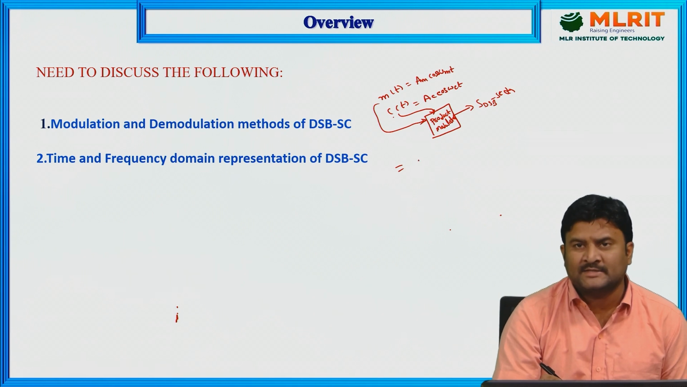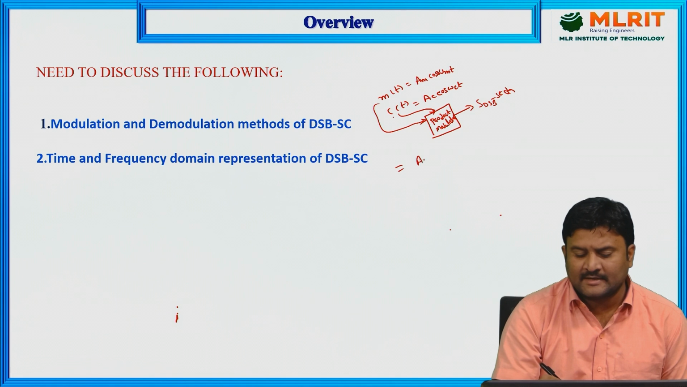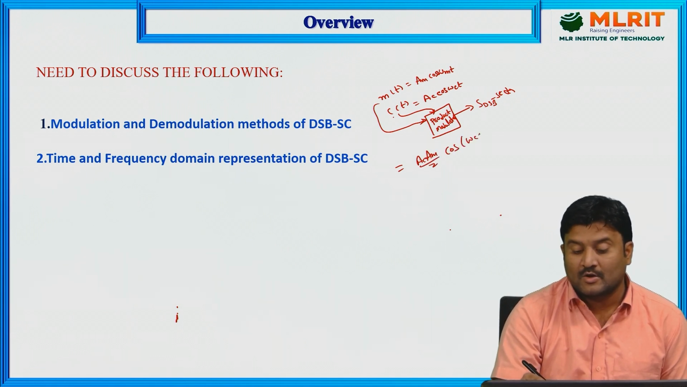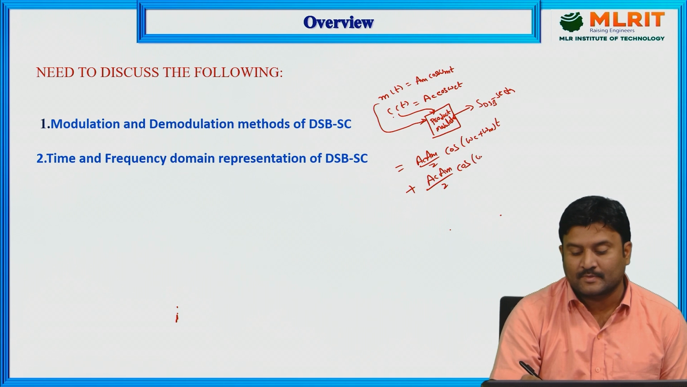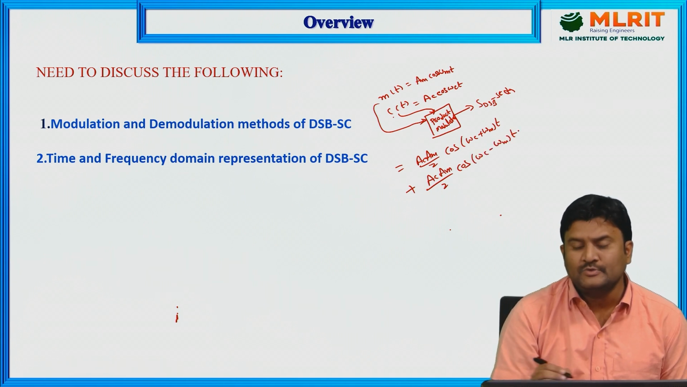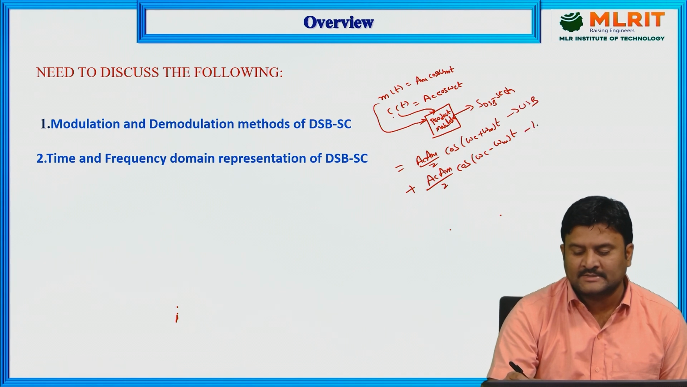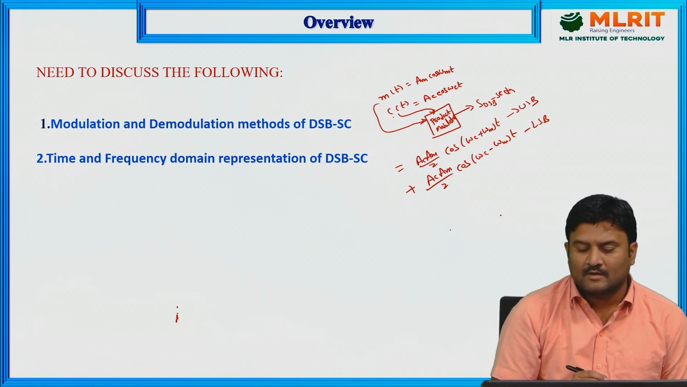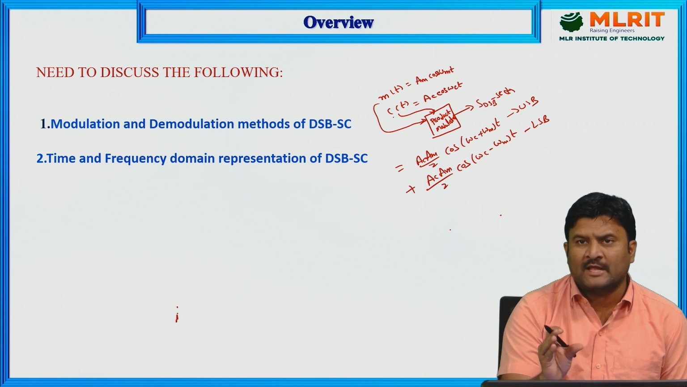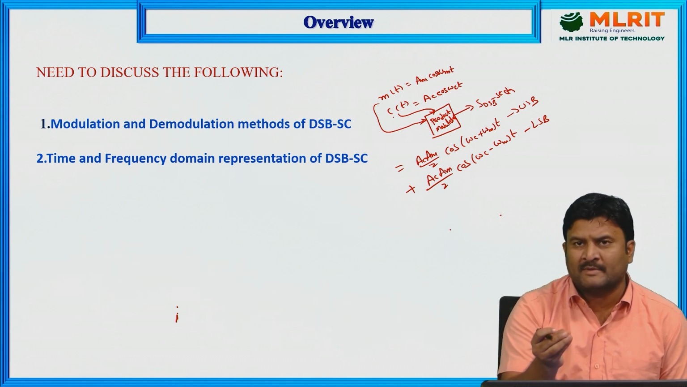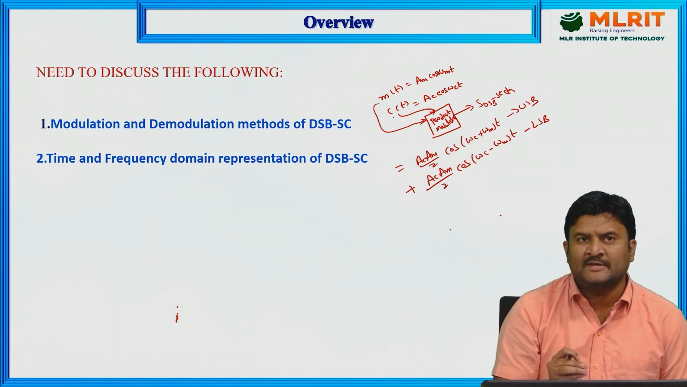The carrier should be suppressed. Then we get only the sideband information, that is, AcAm by 2 cos (omega c plus omega m) t plus AcAm by 2 cos (omega c minus omega m) t. That means this is the upper sideband and this is the lower sideband. It is simple because with the help of a product modulator, when you multiply both message and carrier, the output is a DSB-SC.